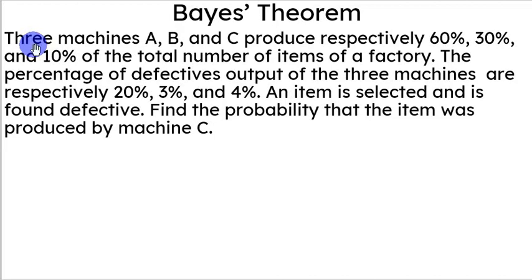Let's have an example of Bayes' theorem with more than two events. Three machines, A, B, and C, produce respectively 60%, 30%, and 10% of the total number of items of a factory. The percentage of defective output of the three machines are, respectively, 20%, 3%, and 4%. An item is selected and is found defective. Find the probability that the item was produced by machine C. Pause the video and try to see if you'll be able to answer this problem.